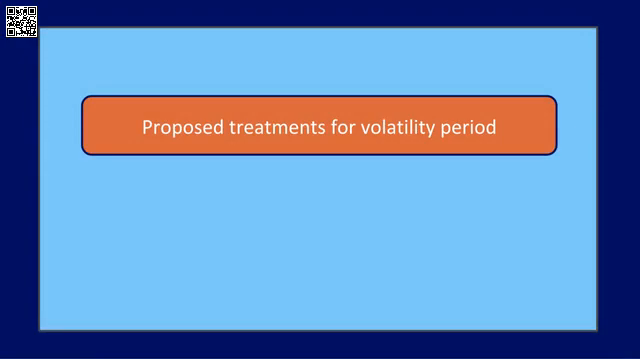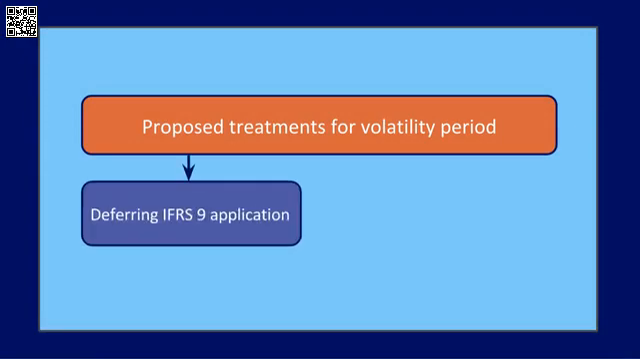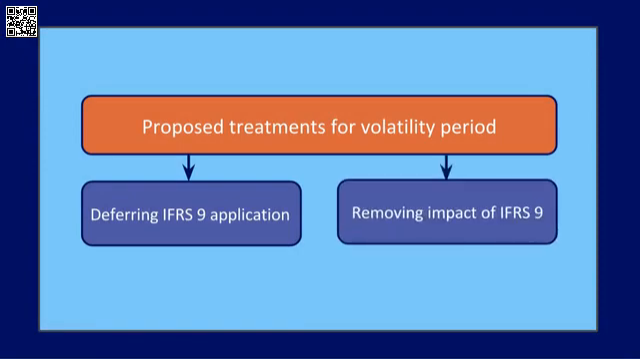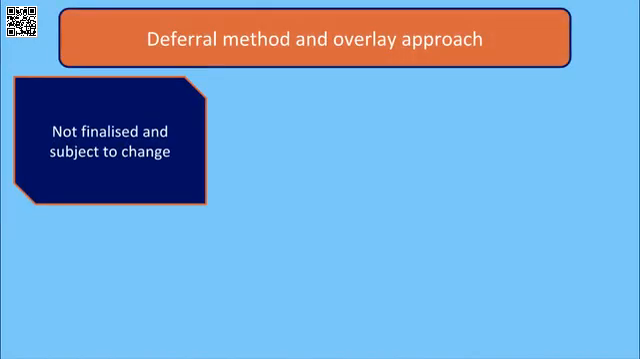A couple of treatments have been proposed to deal with this period of volatility. Essentially, these would involve either deferring the application of IFRS 9 for relevant entities, or removing the impact of IFRS 9 by reclassifying it from profit and loss to other comprehensive income. These options, referred to as the deferral method and the overlay approach, have not yet been finalised, and neither has the final standard on insurance, so it's worth noting that the proposals above could be subject to change.